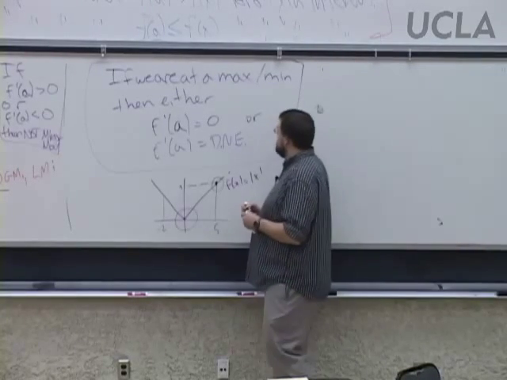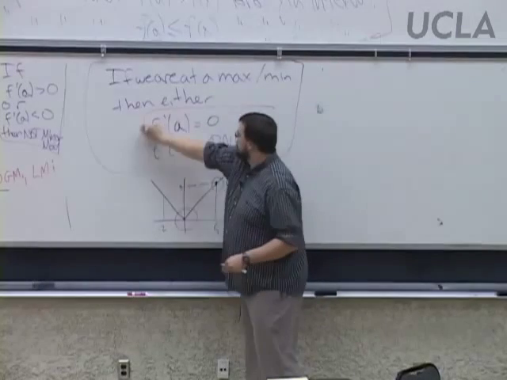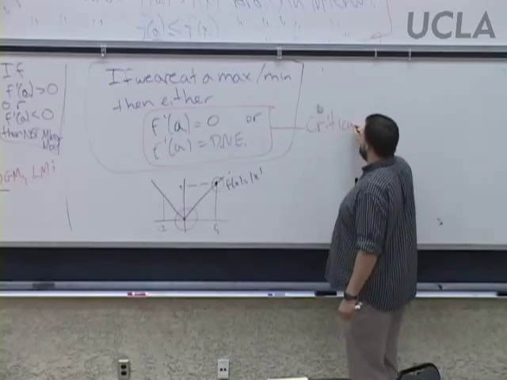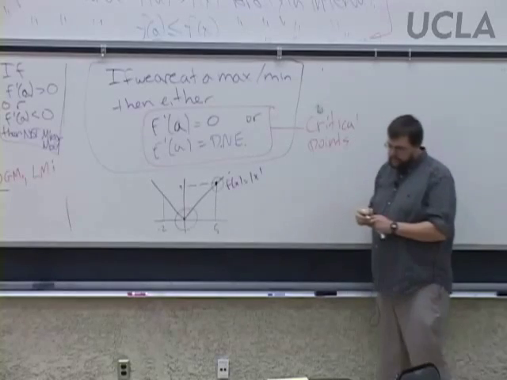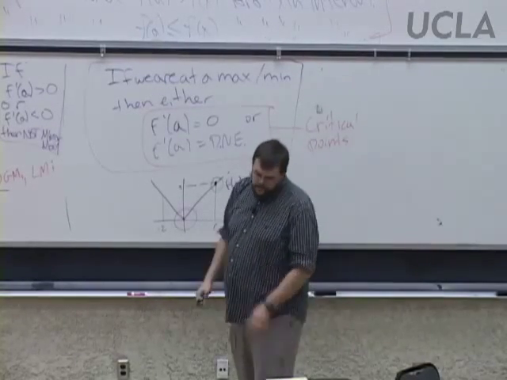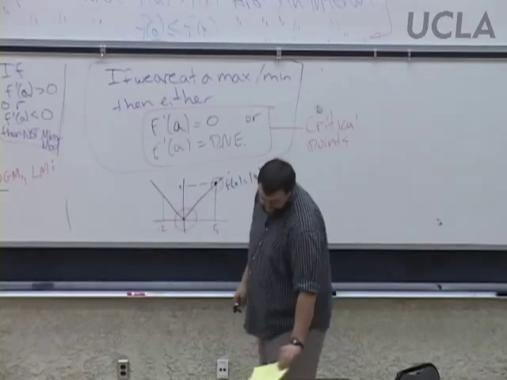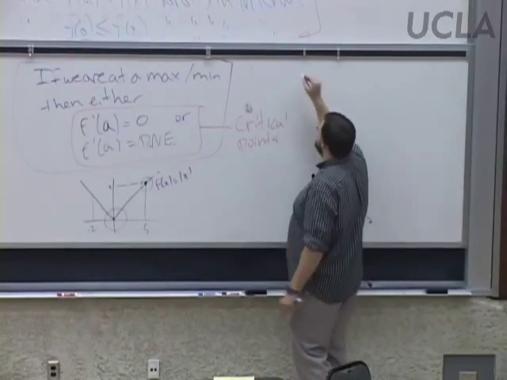All right. Now, we do give these a name. These are called critical points. So that's where points where the function has the derivative of 0 or where the derivative is undefined. Okay. So let's do some practice here.